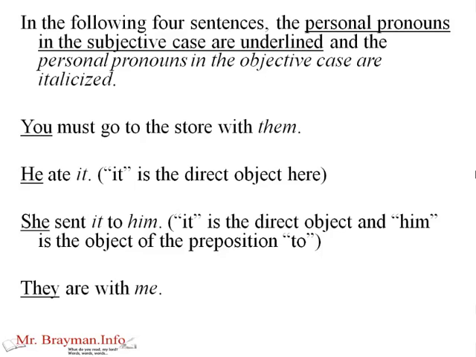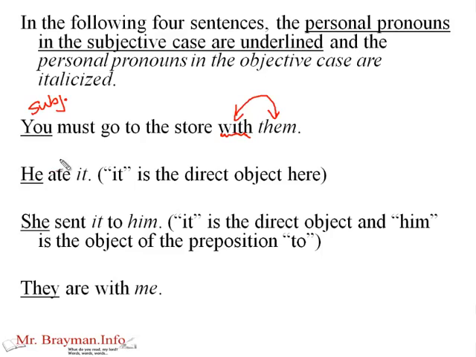And the personal pronouns in the subjective case are underlined, and the personal pronouns in the objective case are italicized, right? So you must go to the store with them, right? This is actually the subject of the sentence as well. With is a preposition, and so them is in the objective case. It's the object of a preposition.